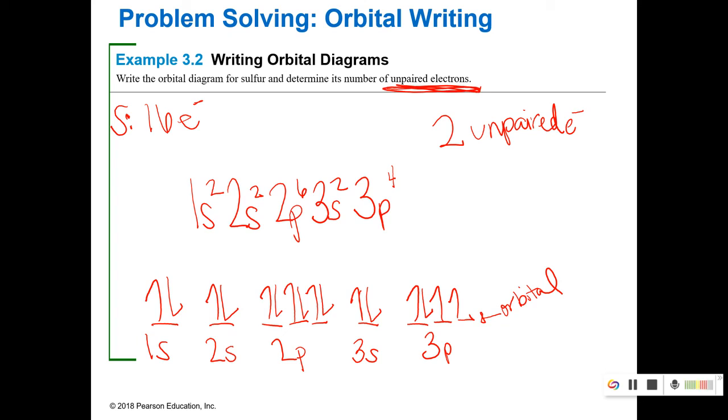The unpaired electrons must come from your orbital diagram. So this bottom one is the orbital diagram. This is called electron configuration. And we will talk about this more in chapter 3.